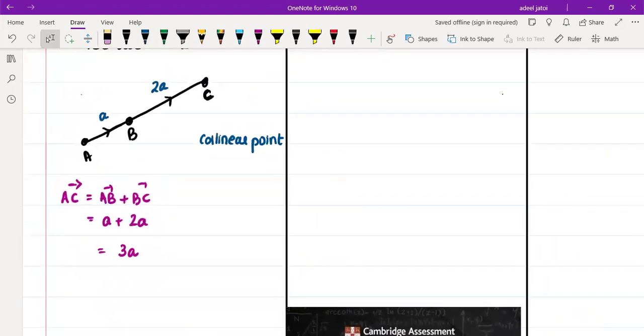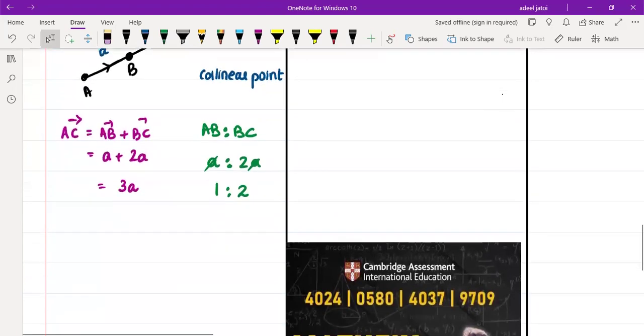But on the other hand, let's work upon AB is to BC. Now we are working upon the ratio, which will be A is to 2A. So A and A is cancelled. So what are we left with? 1 is to 2. Now this 1 is to 2 means that AB is divided by BC. What does ratio mean? Obviously, ratio means division as well. This can also be written in this form. That means 1 is to 2.